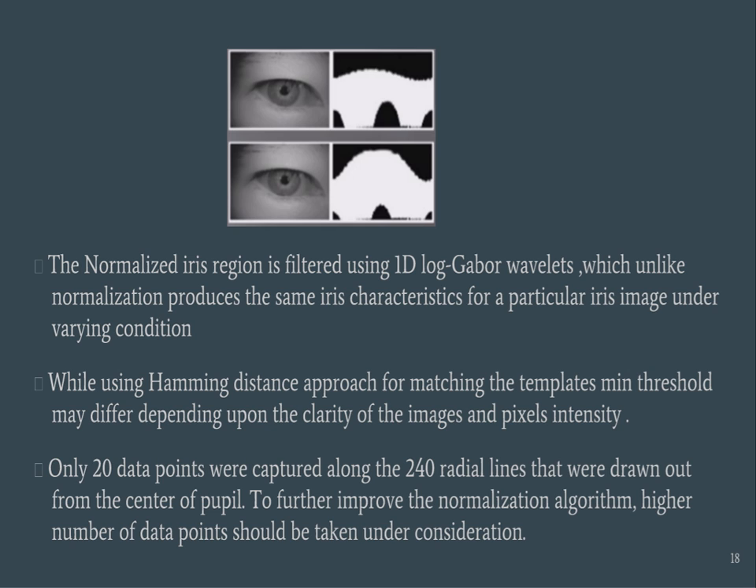And in the research paper by John Daugman, we also found that only 20 data points were captured along the 240 radial lines that were drawn out from the center of the pupil. So while you do your normalization, only 20 data points were taken into consideration. If you want to further improve the normalization algorithm, a higher number of data points should be taken into consideration.